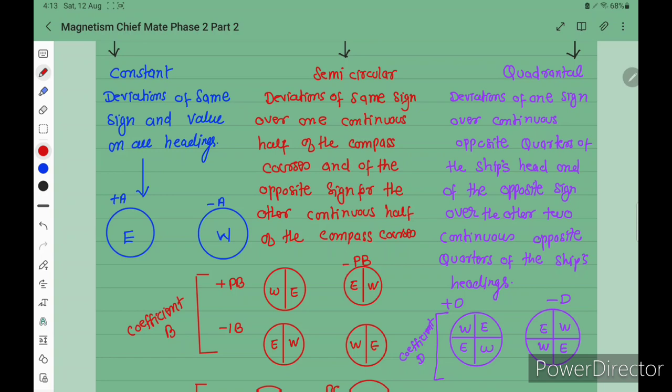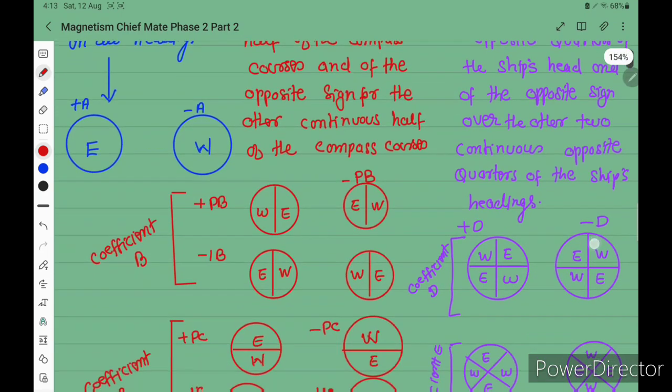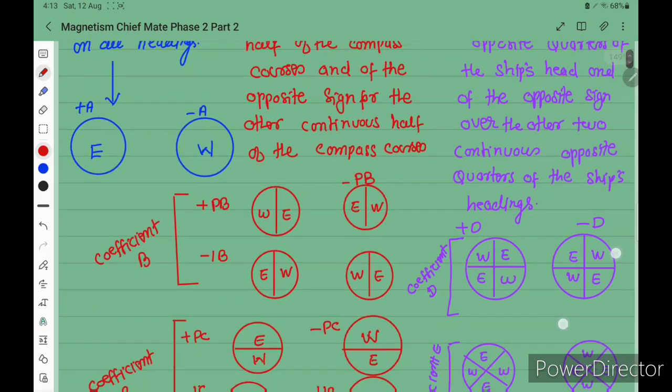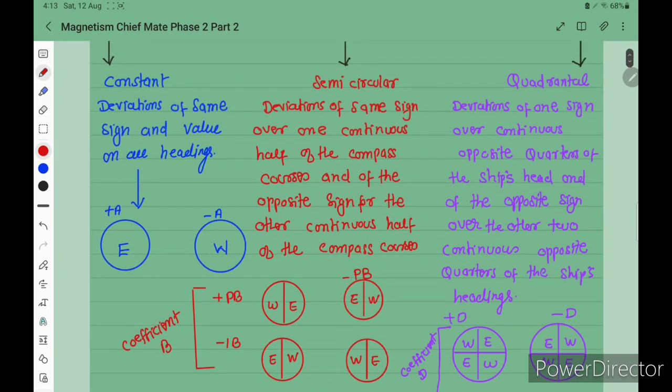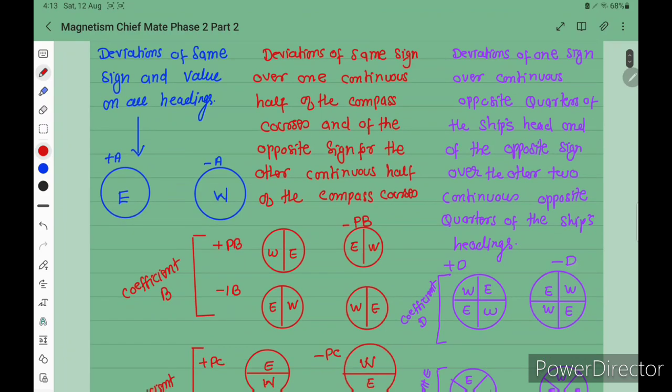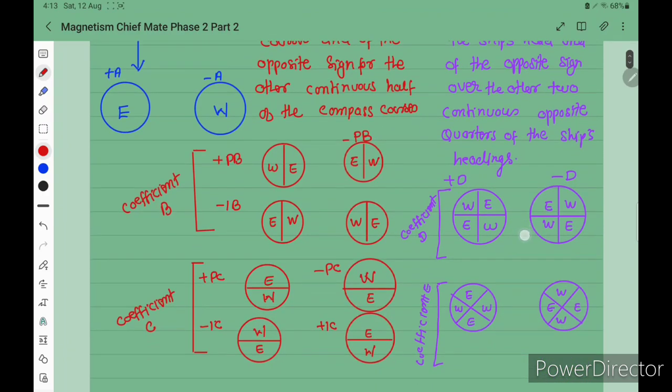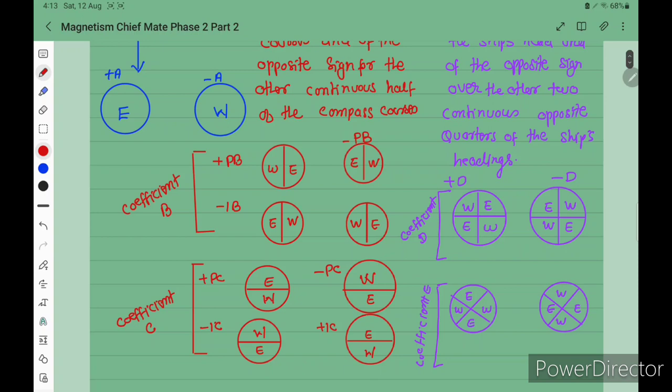And quadrantal deviation: deviation of one sign over continuous opposite quarters of the ship's heading and the opposite sign over the other two continuous opposite quarters. Coefficient D and coefficient E come under quadrantal. This diagram is very important. I will explain it when you watch the full video, and you will understand it's very simple. If you remember this circle with east and west, you will finish this magnetism.